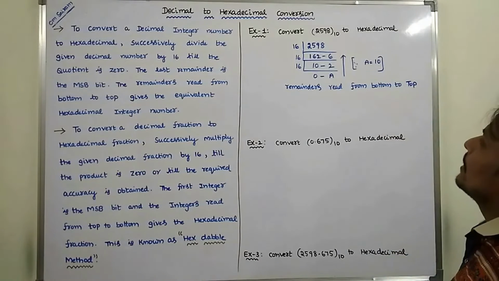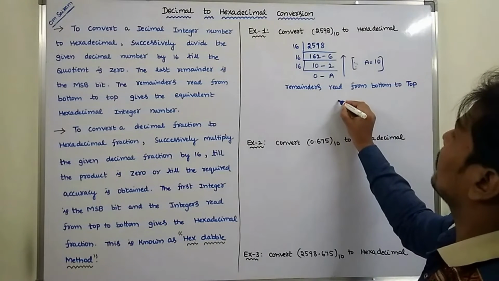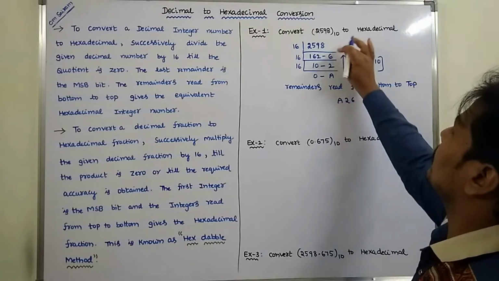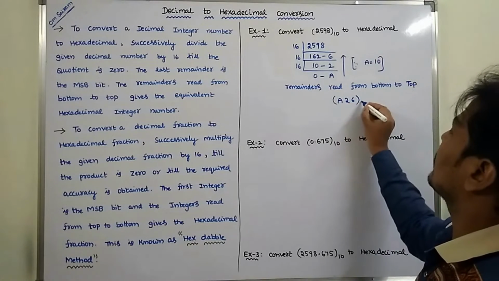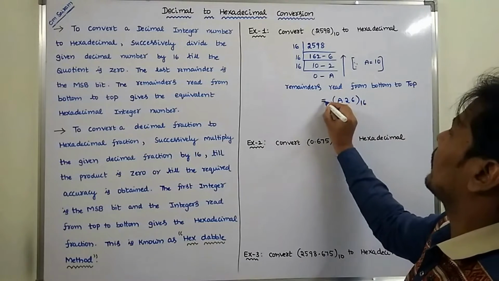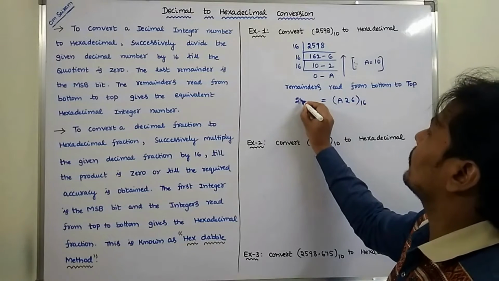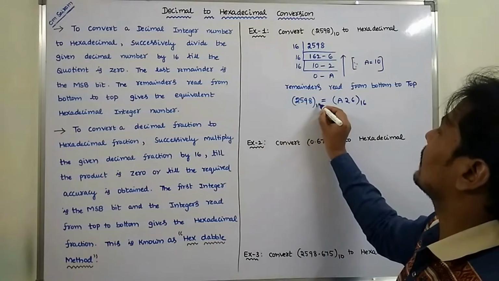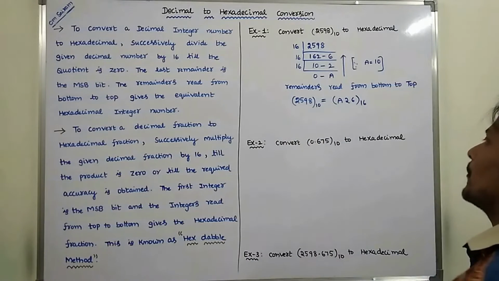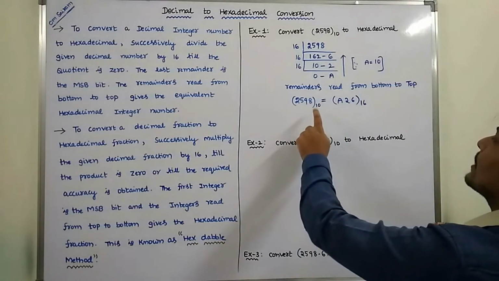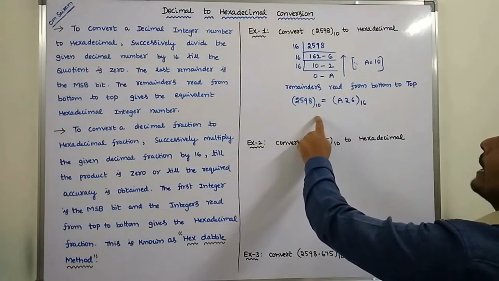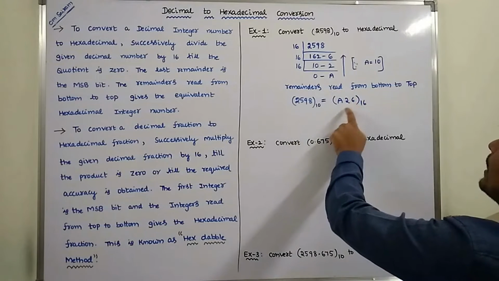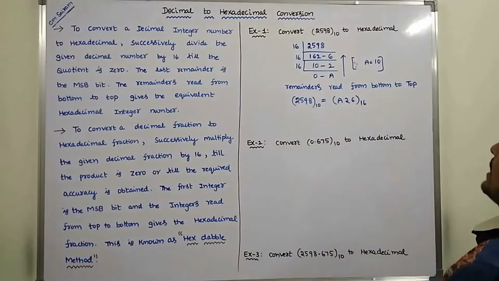Okay, so therefore A26 base 16. For the given decimal integer number 2598 base 10, the equivalent hexadecimal number is A26 base 16.